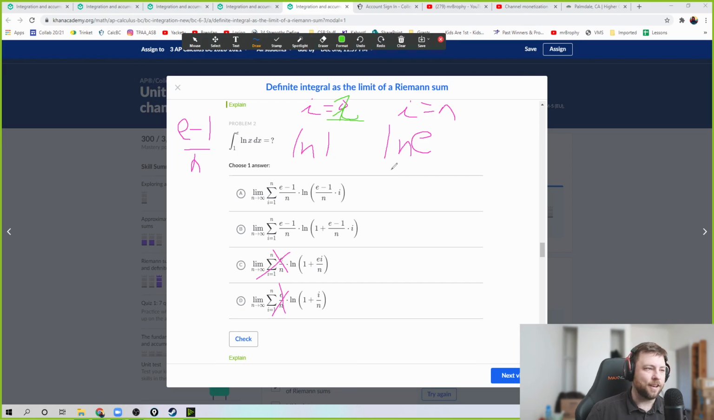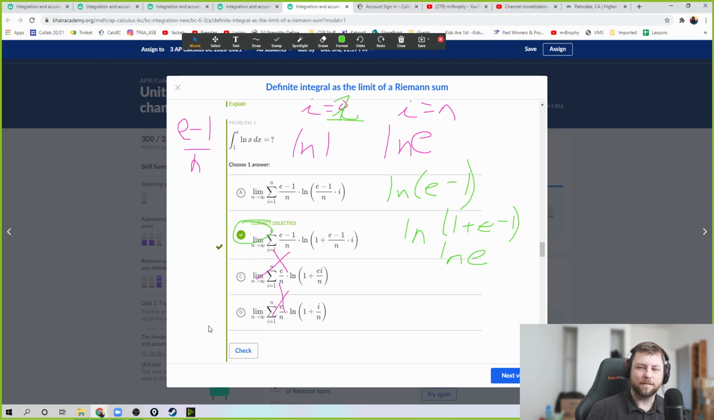Let's just do this side first. Well, when i is equal to n, what happens? This one will go to ln of the e minus 1. This one will do ln of 1 plus e minus 1, which is ln of e. So it's B. Done.